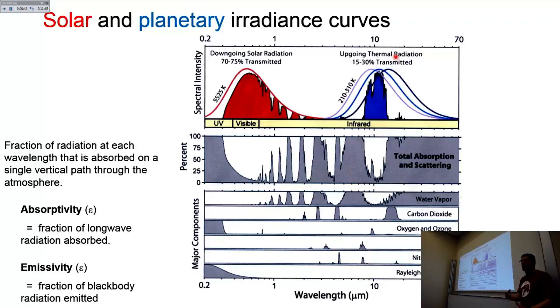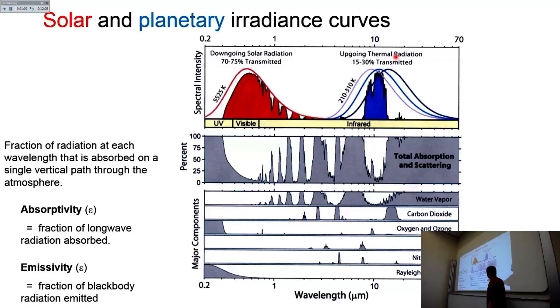And they absorb light at different wavelengths. You can see that some of these are quite specific. For instance, carbon dioxide has a lot of absorption here, but not in this part of the spectrum over here. So if you add up all the absorbance of all of the gases in the atmosphere, you get this graph in the middle here.